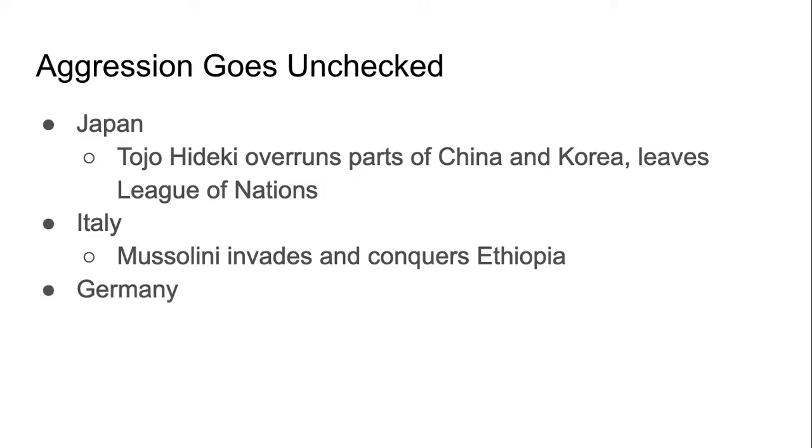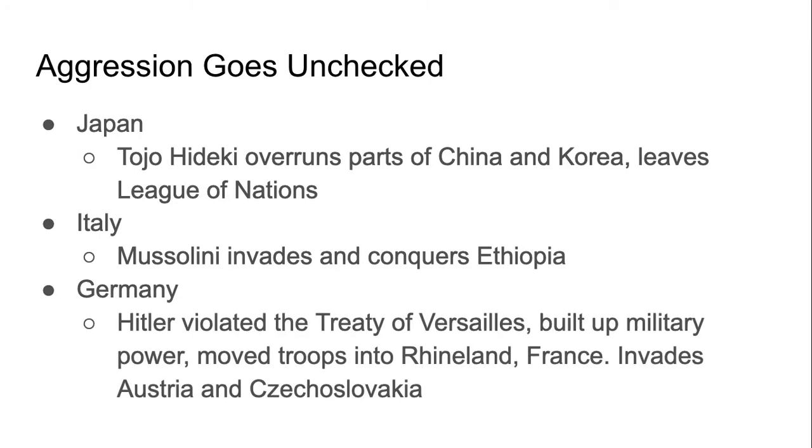Germany, who is now under the control of Hitler, going through restructuring of their own government. Well, Hitler's doing a lot during this time to break the different agreements that Germany had under the Treaty of Versailles. That was the treaty from the Paris Peace Conference at the end of World War I. So some of the things that Hitler ends up doing that violates that treaty is building up the military power. So he's getting more soldiers again. He's getting more weapons. He's moving troops into Rhineland, France, which was previously a part of Germany.